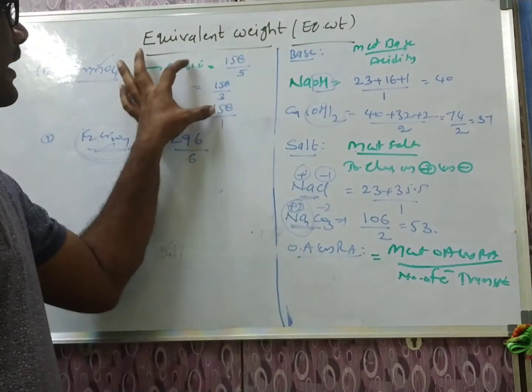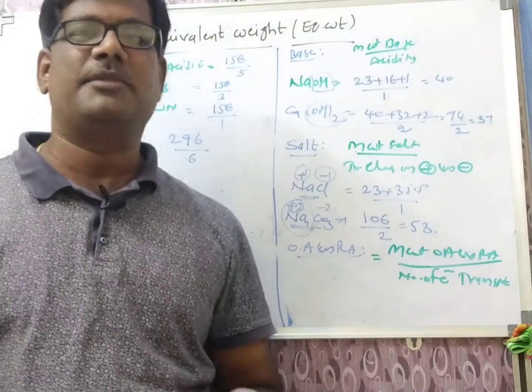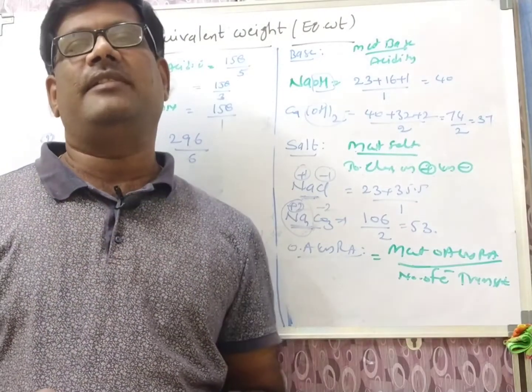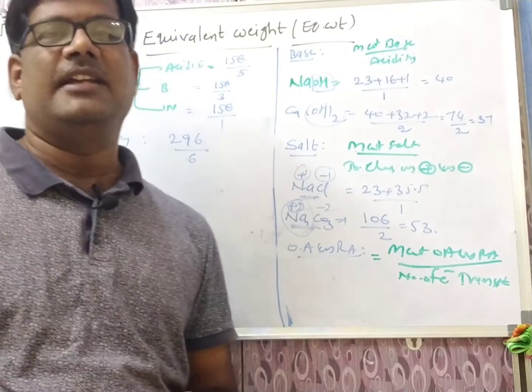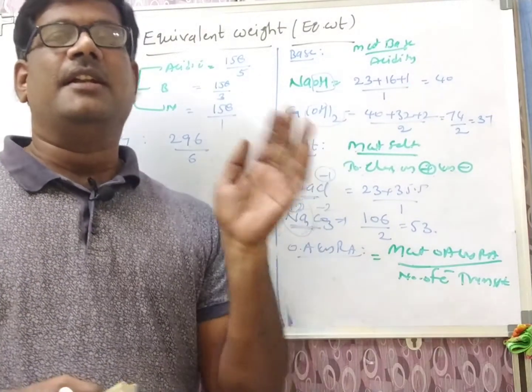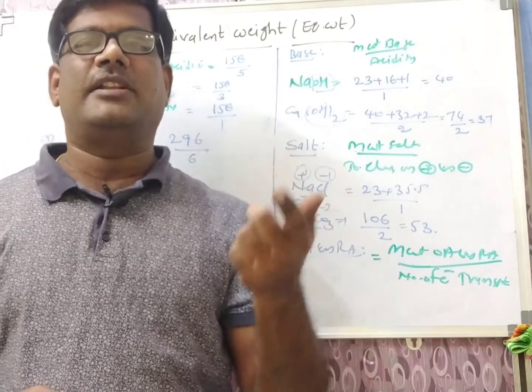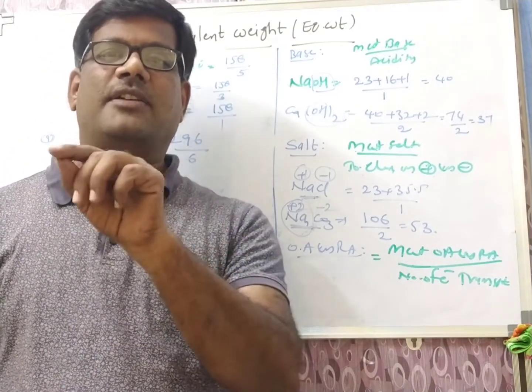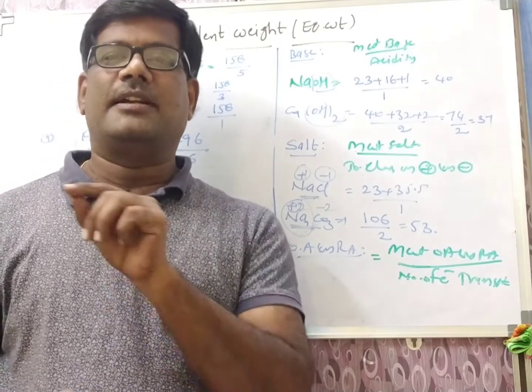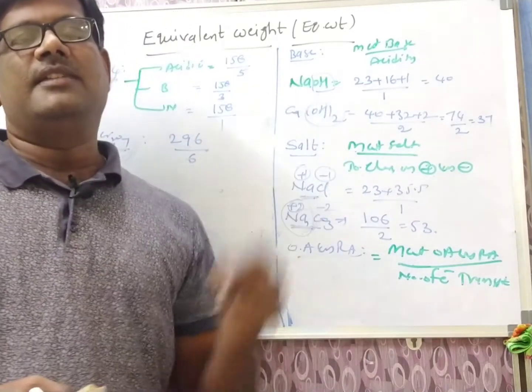KMnO4 is important for your EAMCET examination. He asks what is the equivalent weight of KMnO4 in acidic media, basic media or neutral media. What is the equivalent weight? The weight of one element that reacts with 1.008 grams of hydrogen, 8 grams of oxygen, or 35.5 grams of chlorine. That weight is called the equivalent weight.